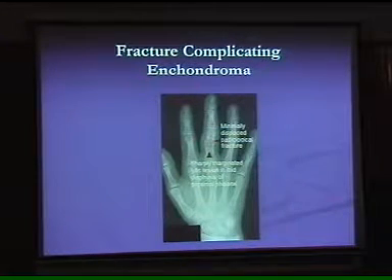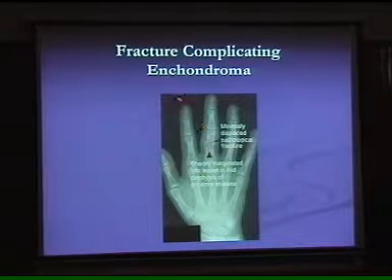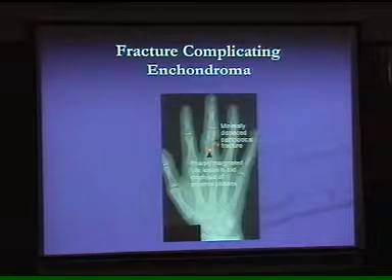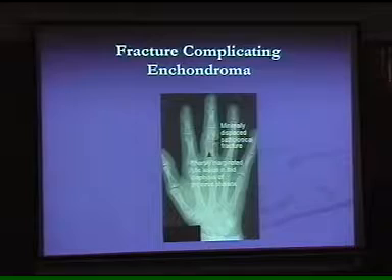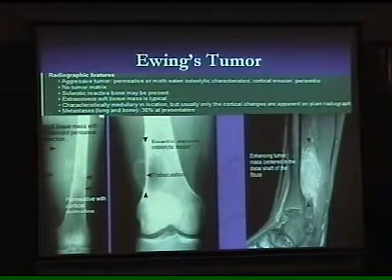As I told you, normally these enchondromas don't show fractures unless there is a history of trauma to the patient. You find these multiple lucent areas, but somewhere you can appreciate this break, and that is the pathological fracture of the tumor over there.